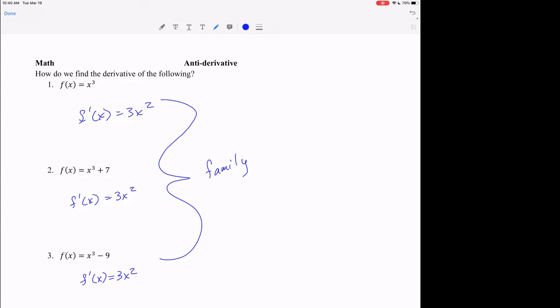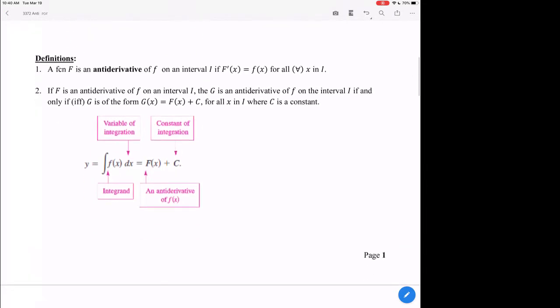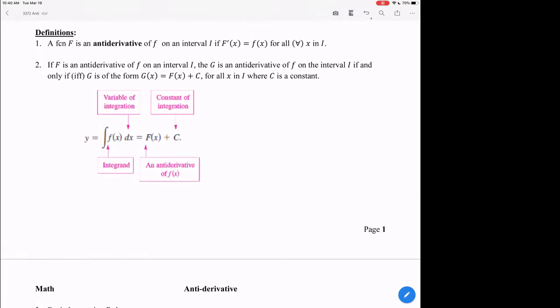All right, so what we're going to do now is I'm going to give you the derivative and you are going to have to tell me the function. And so we're going to start going the other way. So the antiderivative is that I give you the derivative and you tell me the function.